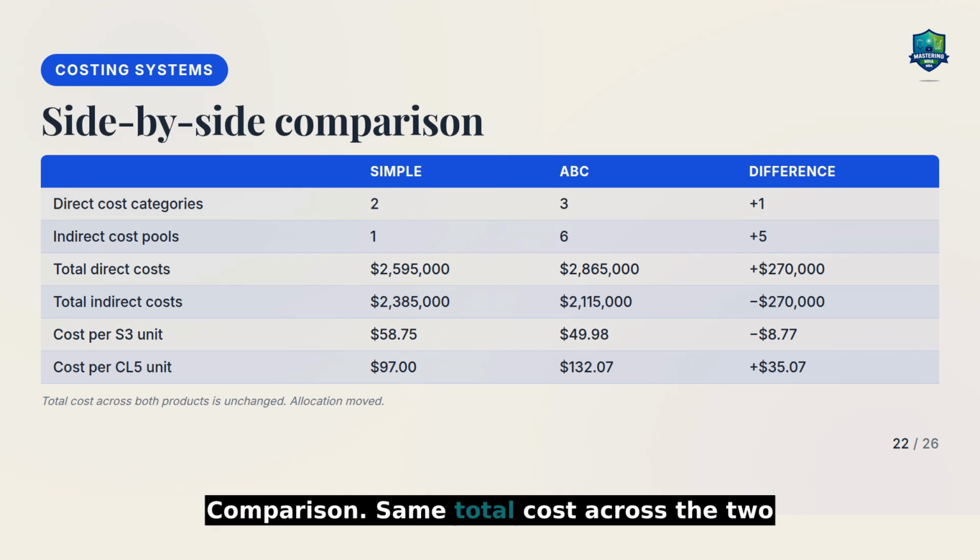Comparison. Same total cost across the two products, just under $5 million. The simple system reported S3 total cost $3.5 million. ABC says $3 million. $526,000 of cost moved from S3 to CL5. The conservation law from part 1 demonstrated.